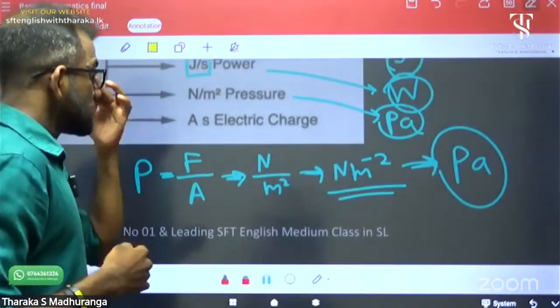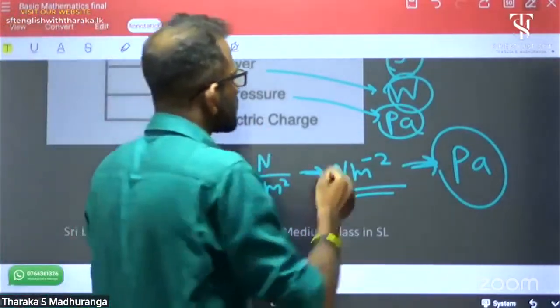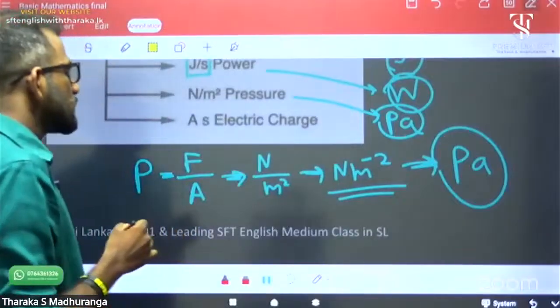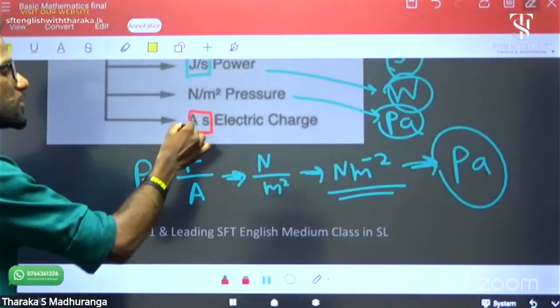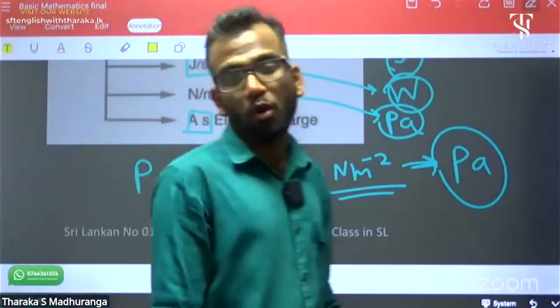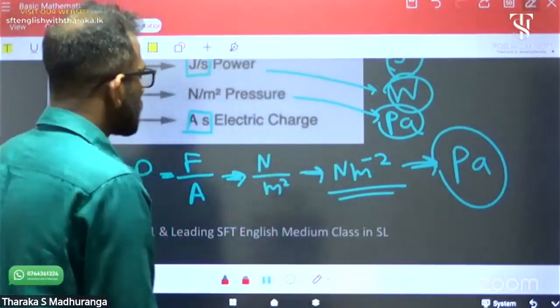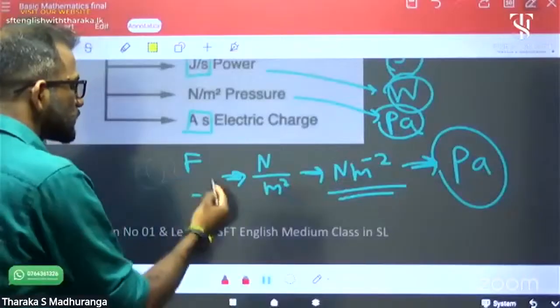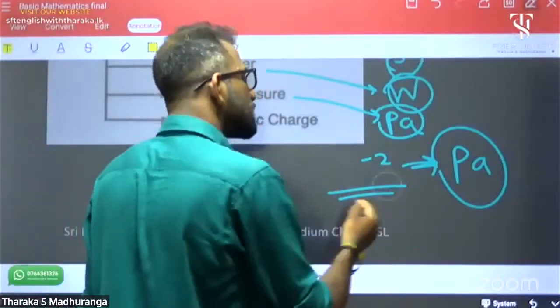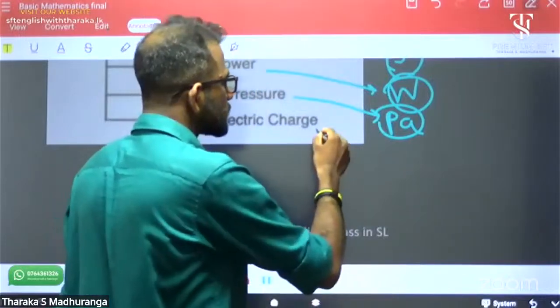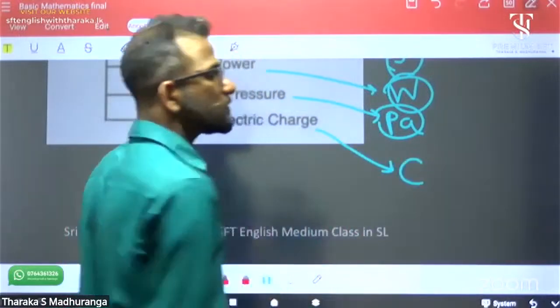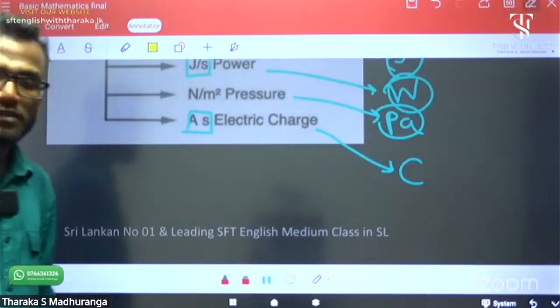Okay. Electric charge, actually ampere second is the unit, but we call it coulomb. Coulomb is a standard unit, a derived unit. The capital C is the standard unit, coulomb.